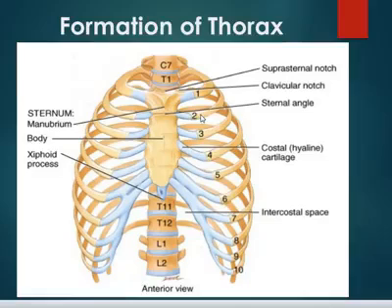There are total 12 ribs, first 7 ribs articulate with sternum with the help of cartilages. These are called vertebrosternal ribs. These are also called true ribs.